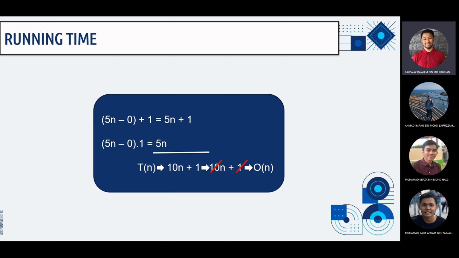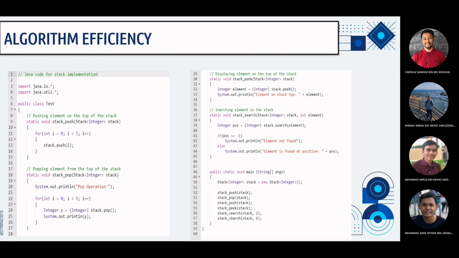So the first one, can you go to the back slide? Okay. First, I choose for running time. I choose the line 22 until 26. So next slide, please.